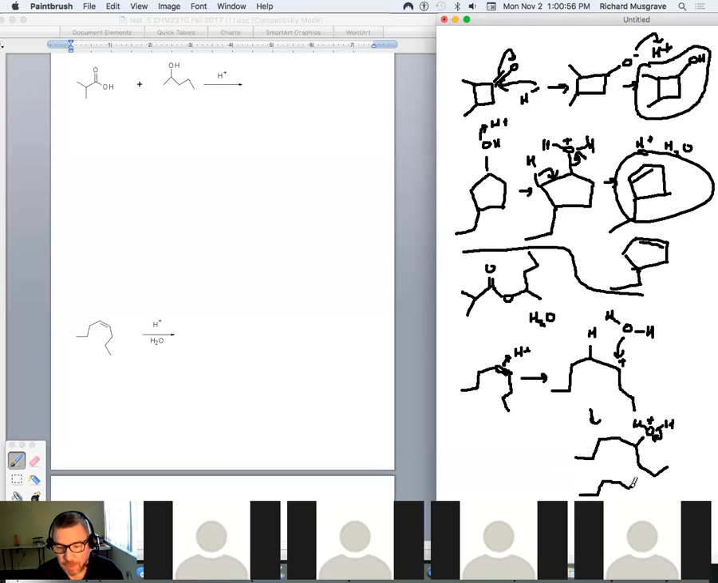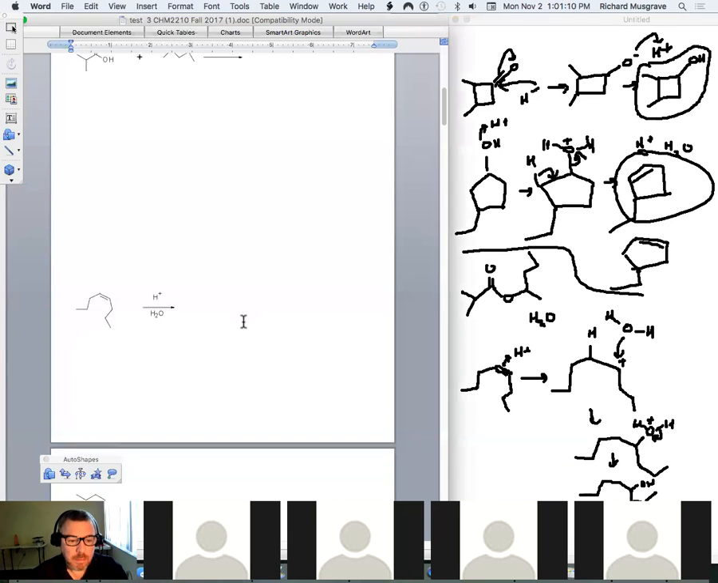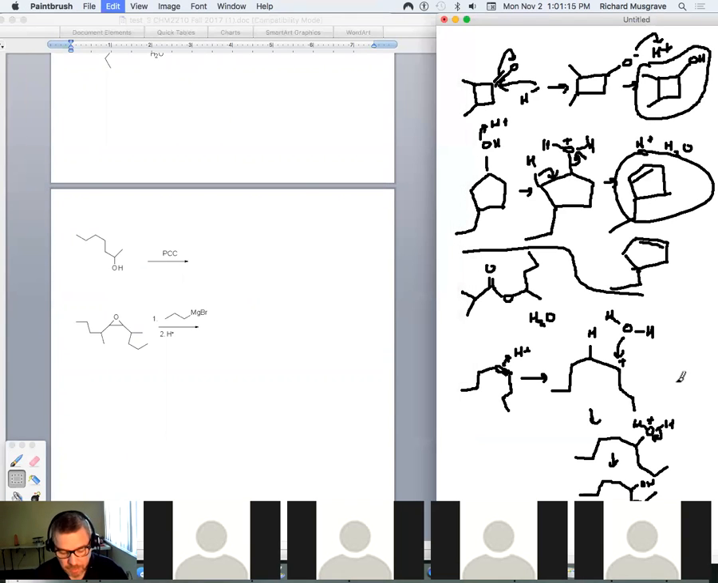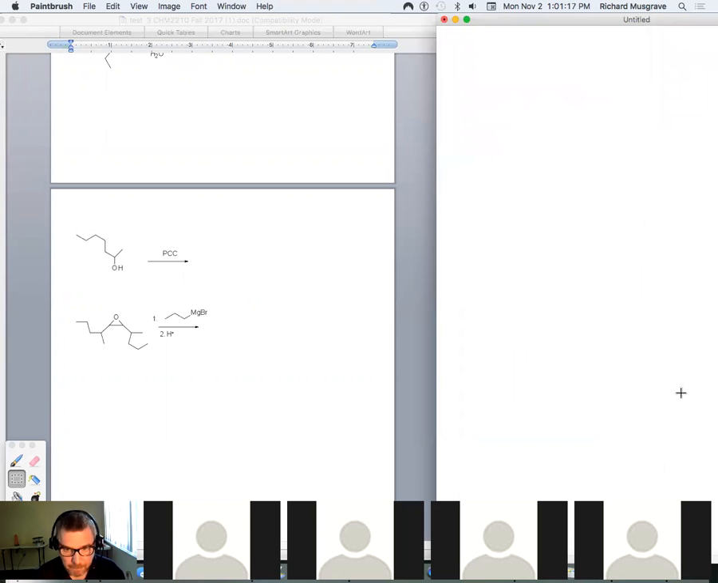Yeah, so that's not a bad one to do a mechanism for as well, I think, if you possibly can. If you know what you're doing, you can get them done fairly quickly, I think. All right, any other questions about that one? Okay. Well, this one here doesn't even need a mechanism. But you do need to know that it's an oxidation. And the product would look like that.